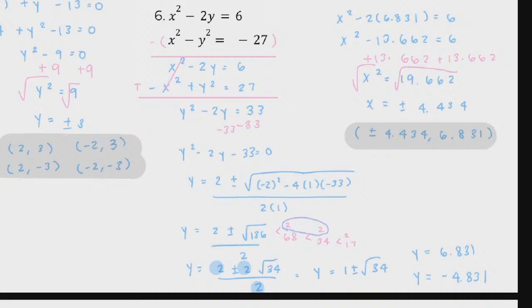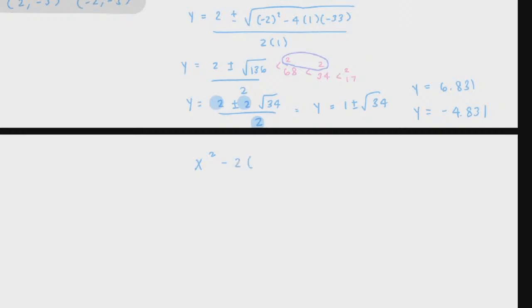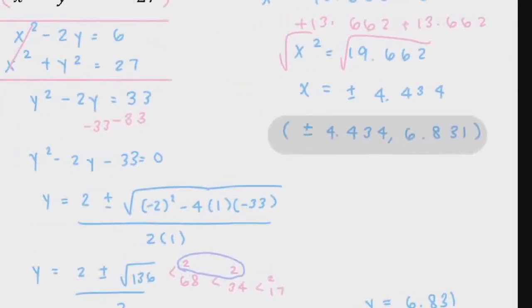And then next we'll have to plug in negative 4.831 for y. I'm going to write this underneath here. X squared minus 2 times negative 4.831 equals 6. So then that's going to be x squared plus 9.662 equals 6. Then we have to subtract 9.662. So we get x squared equals negative 3.662. And this is going to be no solution when y equals negative 4.831, because when we square root it, we can't take the square root of a negative number. So the only answer would be this one here, plus or minus 4.434.